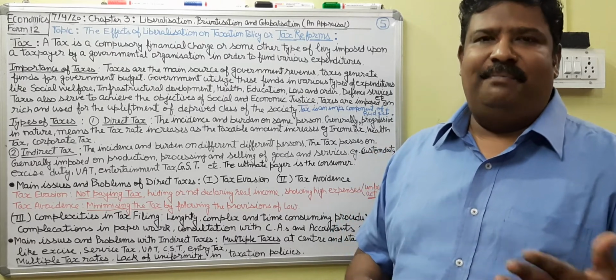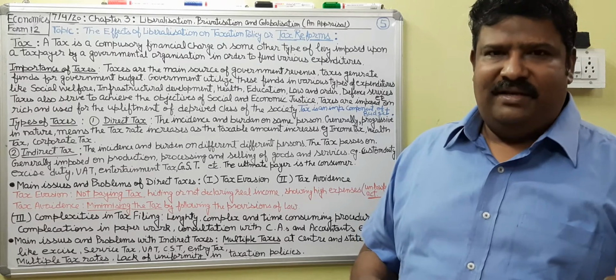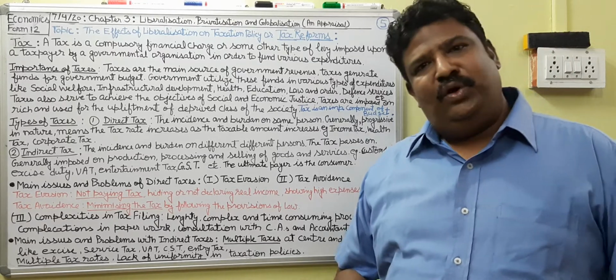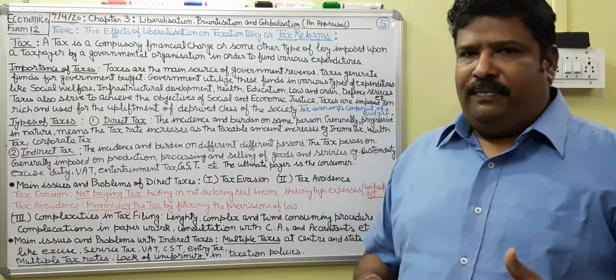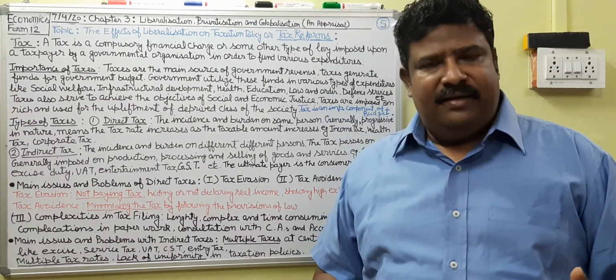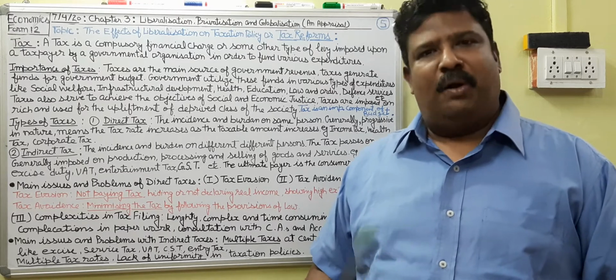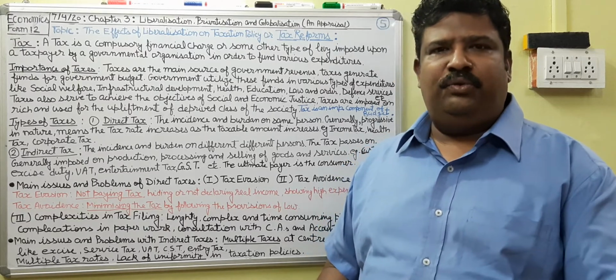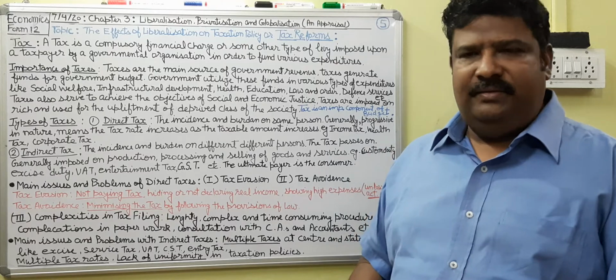For example, income tax, there are different slabs. When the income is high, you have to pay more tax. So examples of the direct tax are income tax, corporate tax, wealth tax and property tax. They are given directly to the government by the person.